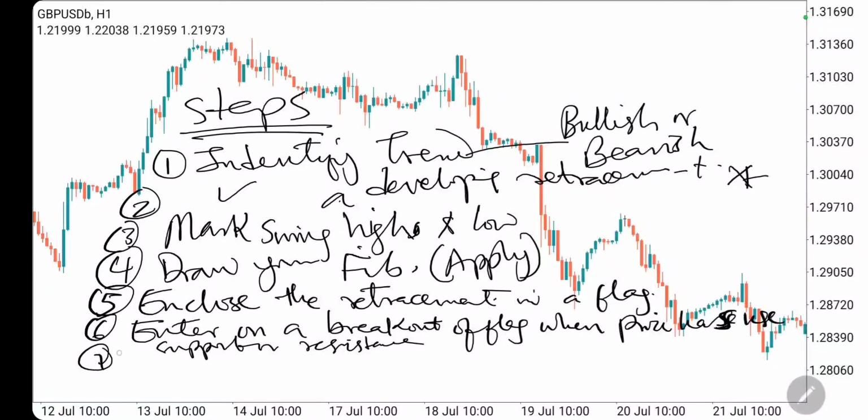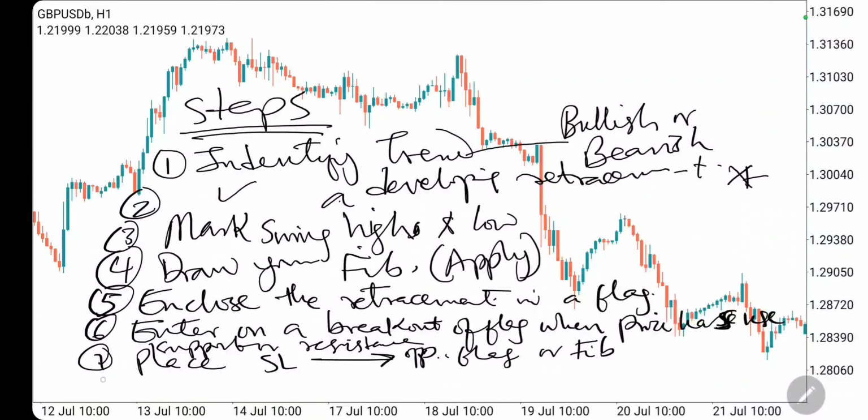Okay, number 7, you place your stop loss. Place stop loss at the other side of the flag. All right, the opposite side of the flag, or the Fibonacci level at the other side, the opposite Fibonacci level. The next Fibonacci level, if you're in a buy scenario, is downwards from your entry. If you're in a sell scenario, the Fibonacci above your entry.